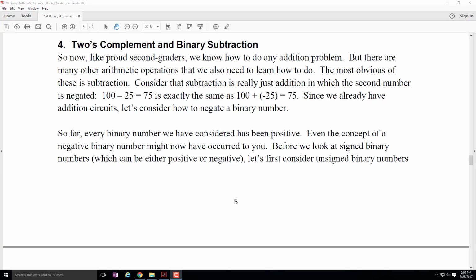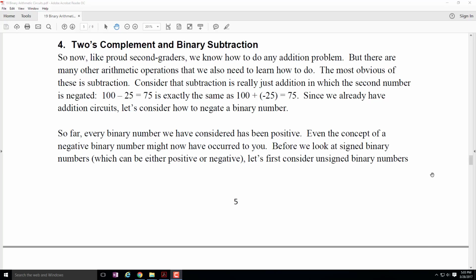The good news is that subtraction, it turns out, is really just addition with negative numbers. So if we wanted to do 100 minus 25 equals 75, what we're really going to do is 100 plus negative 25 equals 75. This means that to be able to do subtraction, you need to have a thorough understanding of addition circuits and then have an understanding of how to negate a number, how to find the negative of a number.